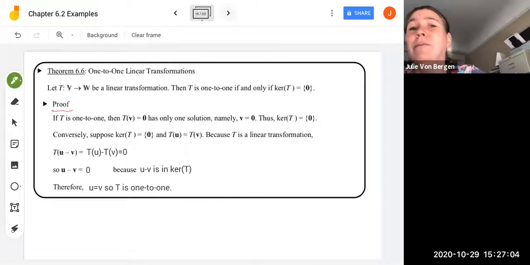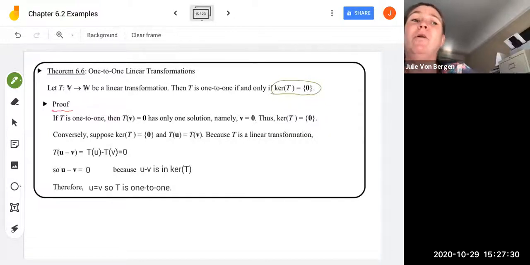So let's take a look at theorem 6.6, and then we'll take a look at theorem 6.7 that we just cited. Theorem 6.6 is about one-to-one linear transformations. It says we're going to let T be a linear transformation from V to W. Then T is one-to-one if and only if the kernel of T equals 0. So what that's saying is that the only vector that maps to the 0 vector is the 0 vector.